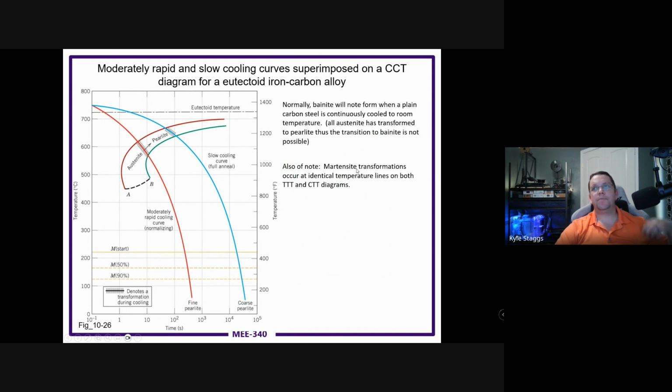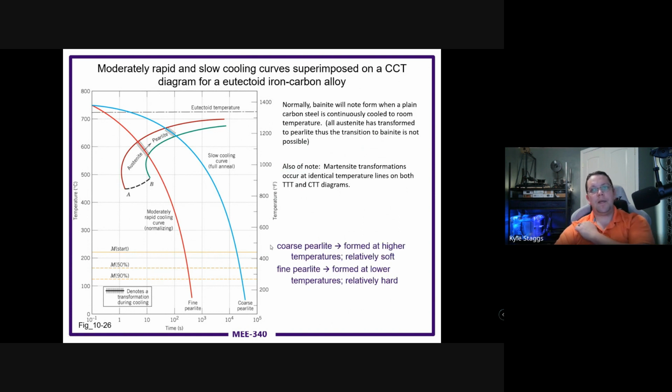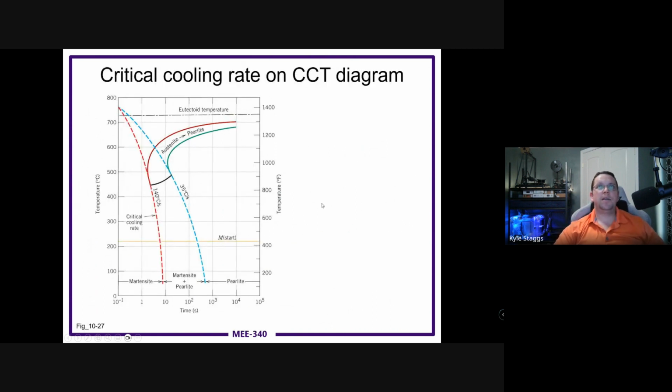So martensite transformation happens at the same temperature for both of these types of diagrams. So those will at least give you some idea what's happening. Again, the coarse perlite is at a higher physical temperature when it enters that boundary, that phase boundary. The finer perlite is at a lower temperature. So both temperature and time play a specific role in that.